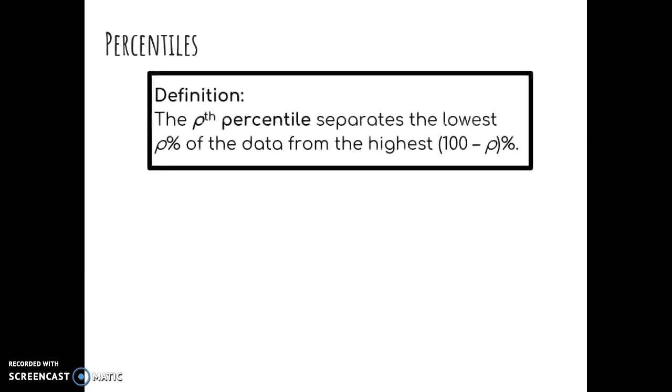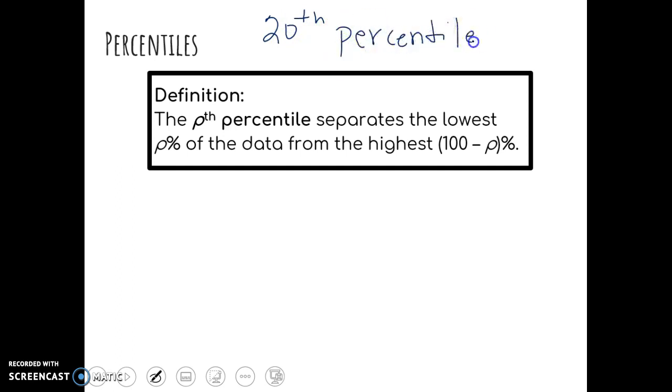All right, let's start with percentiles. Quartiles are actually a type of percentile, so we're going to start with percentiles. This is the definition of a percentile. The pth percentile. Now, you're not going to say "pth percentile." There will be a number there, like they might say the 20th percentile. The pth percentile separates the lowest p% of the data from the highest 100 minus p%.